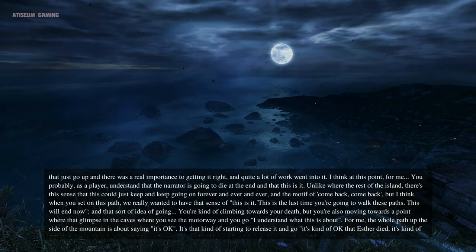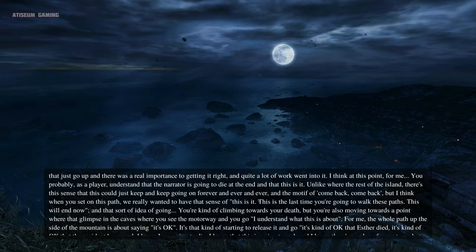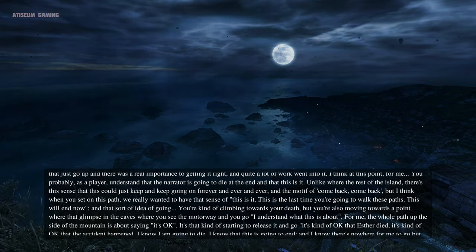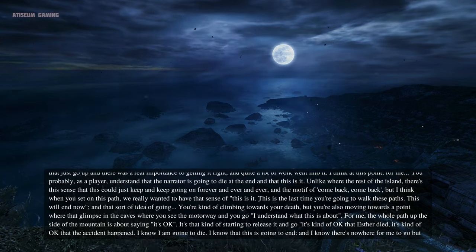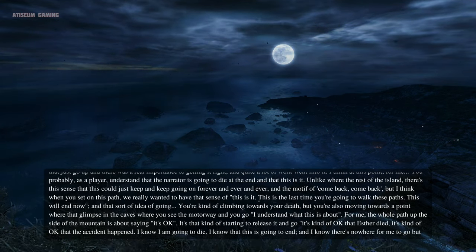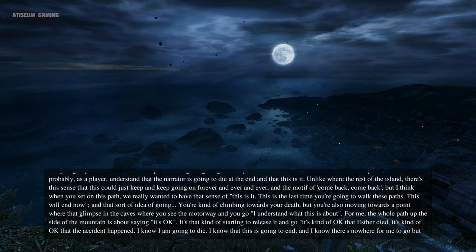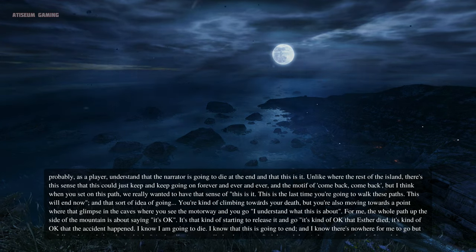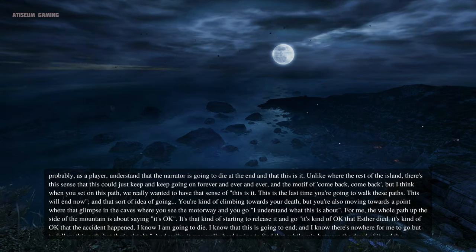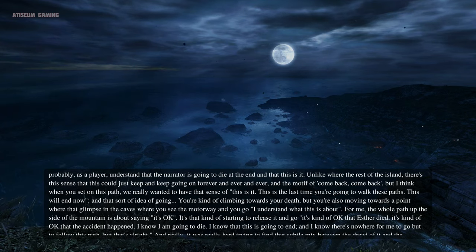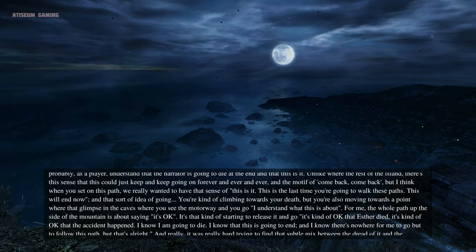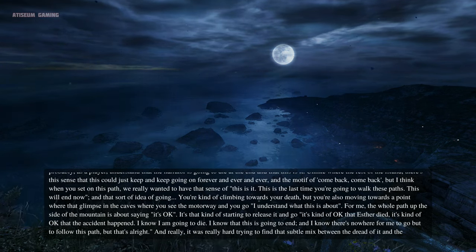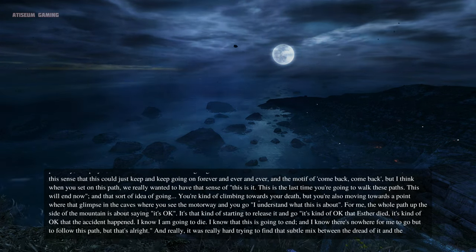And that unlike the rest of the island, where there's this sense that this could just keep going on forever and ever, and you're going to keep the motif of come back. But I think when you set out on this path, we really wanted to have that sense of, this is it, this is the last time you're going to walk these paths, this will end now. And that sort of idea of you're kind of climbing towards your death, but you're also moving towards a point where that glimpse in the caves where you see the motorway and you go, I understand what this is about. For me, the whole path up the side of the mountain is about saying, it's okay.